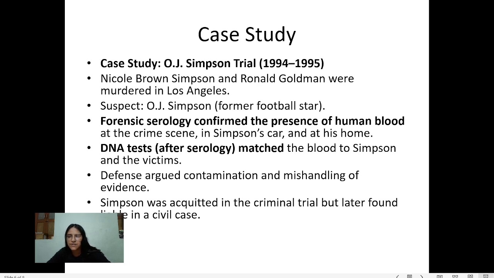Blood matching the victim was found in Simpson's car. So the blood of the victim was found in Simpson's car and also in his clothing. So this actually proves that he has done the crime.